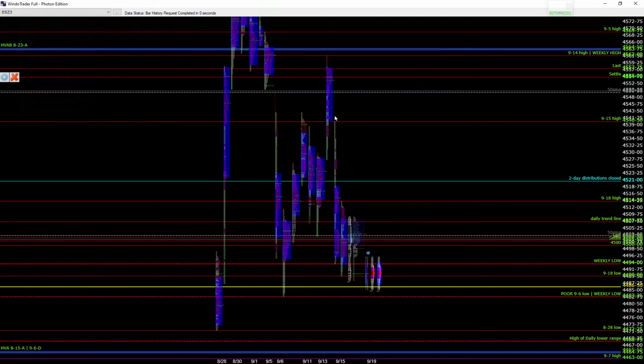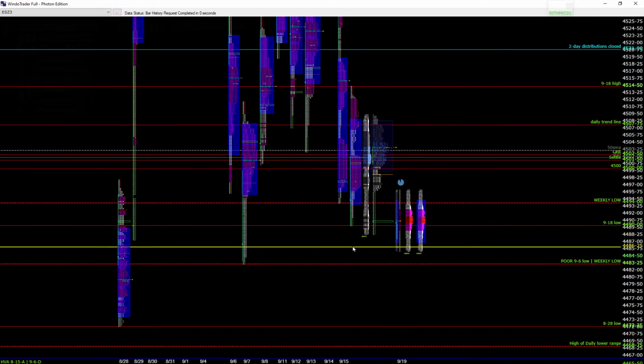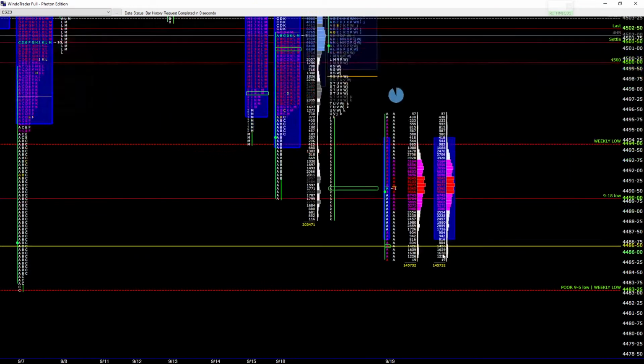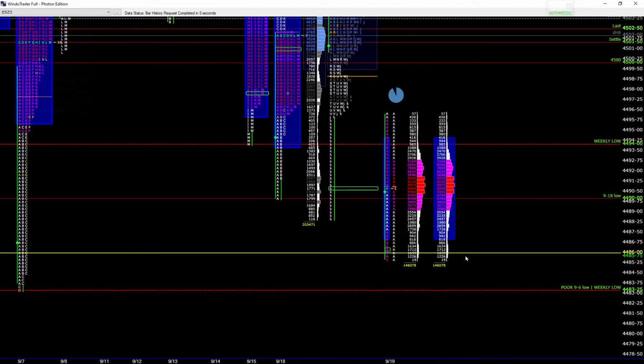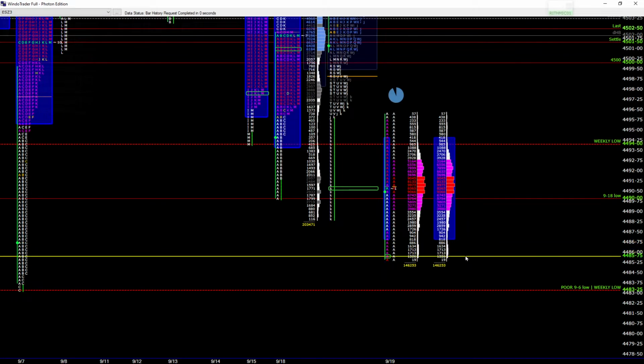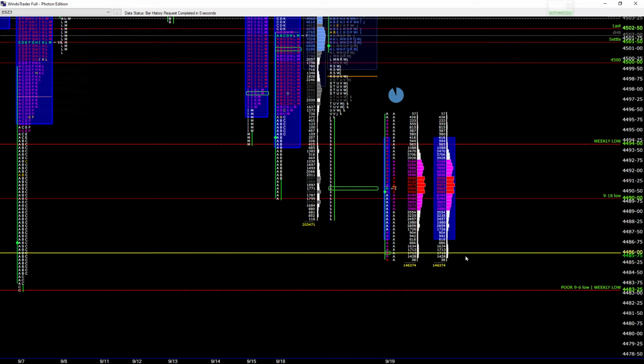1, 2, 3, 4 days in a row going to the lowest, going to the downside. Why would you want to buy a market that's going to the downside? We have to try to get used to that concept.